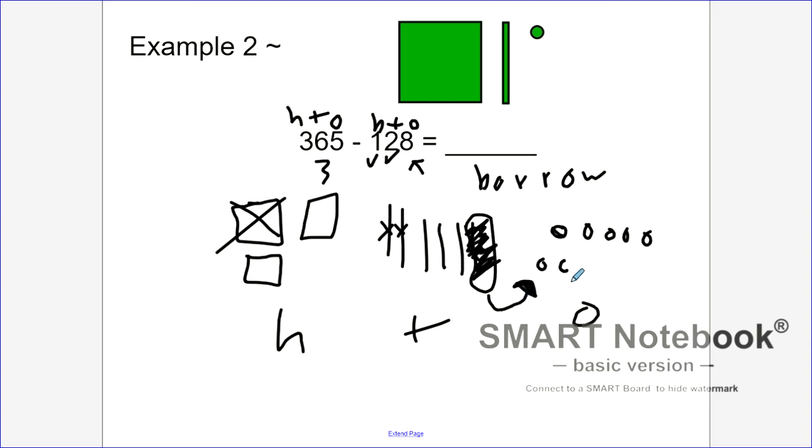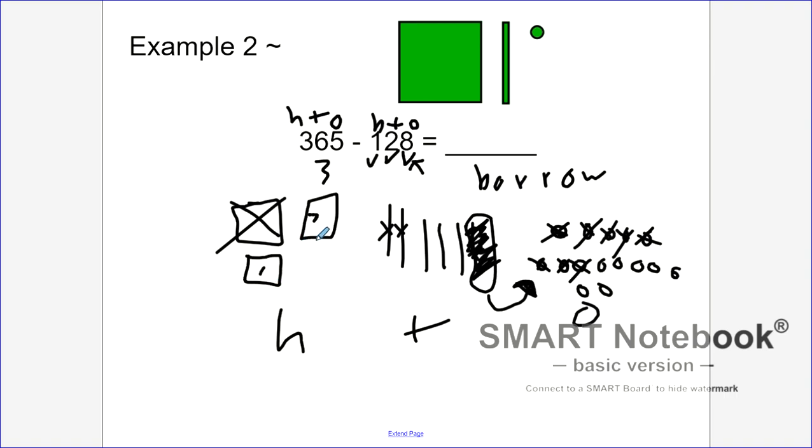1, 2, 3, 4, 5, 6, 7, 8, 9, 10. Now we definitely have more than 8. Now it's super easy to subtract 8. 1, 2, 3, 4, 5, 6, 7, and 8. We've subtracted our hundreds, we've subtracted our tens, and we've subtracted our ones. Let's count what's left to find the answer.